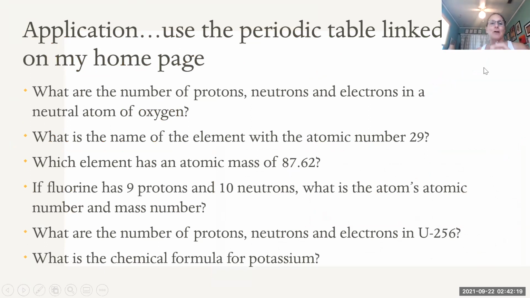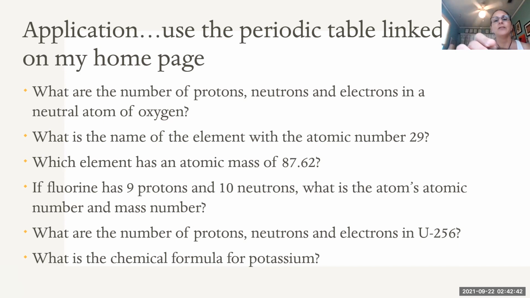Okay, so now let's apply this. No, I don't have the answers to this. I have to do it on the fly. All right, so let's apply this. You have to use a periodic table. If you can get the periodic table on my homepage, pause, open up my homepage, download the periodic table, and have that bad boy with you.